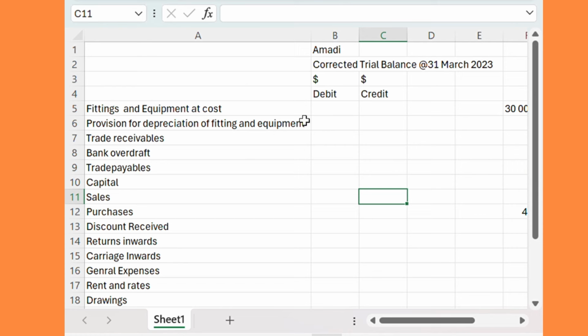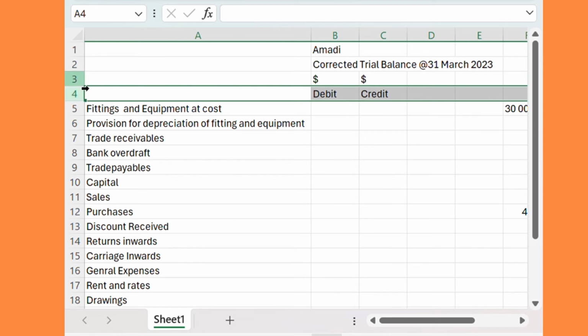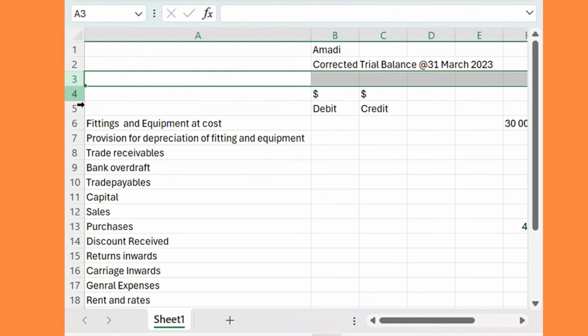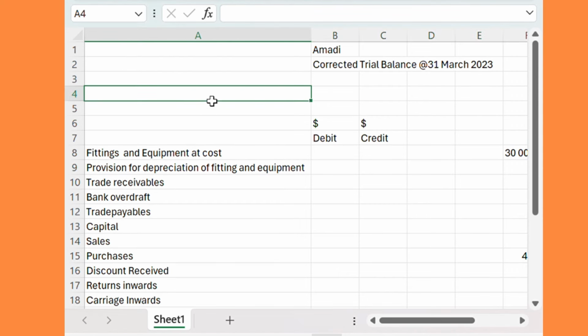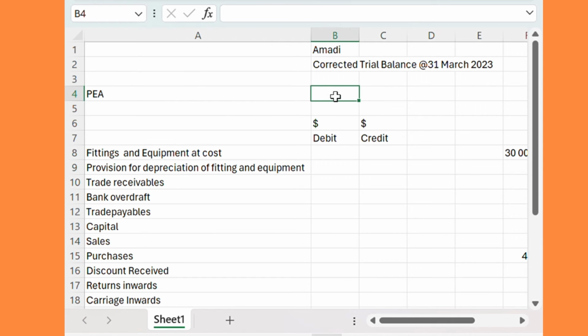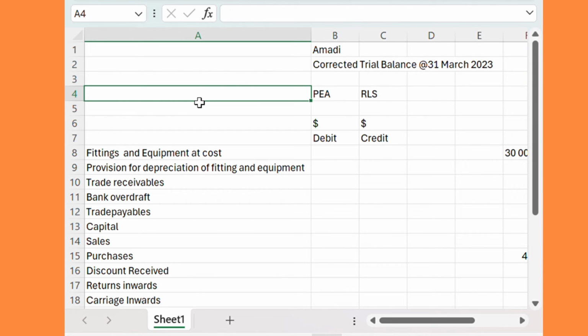There we go. So then we're going to do fittings and equipment. Before we even begin, let me just insert a couple of rows and then just write again what we said. PEA, that's on the debit. So let's just put PEA here and put RLS. Remember? PEARLS. So PEARLS standing for purchases, expenses, assets, revenue, liability, and sales.